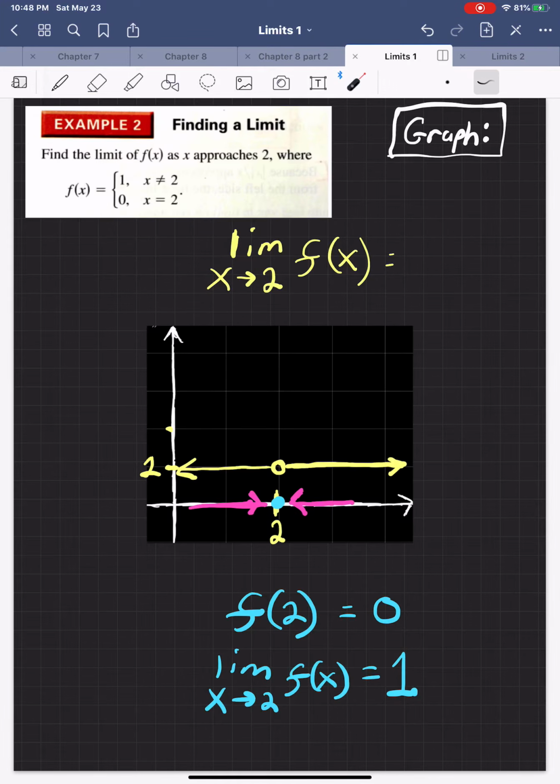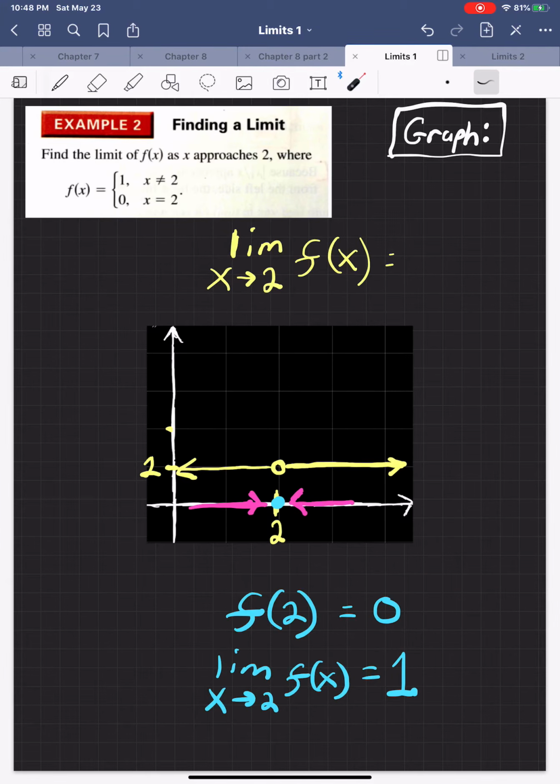Here's the takeaway. There's a difference between asking what the limit is and asking f of 2. The limit as x approaches 2 is a different question than f of 2, okay? One is a pre-calc question, the other is a calc question.